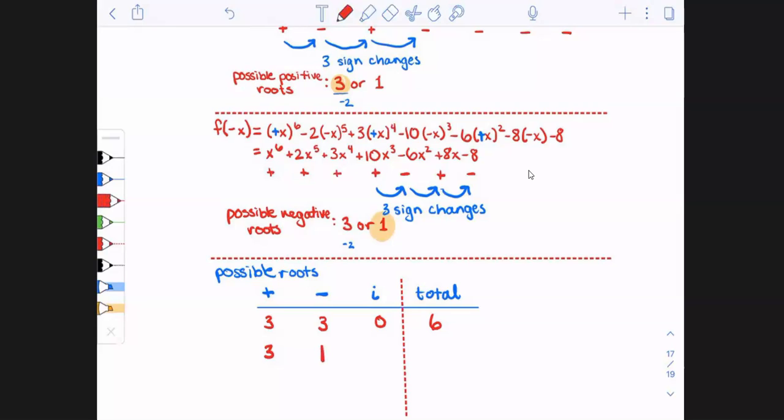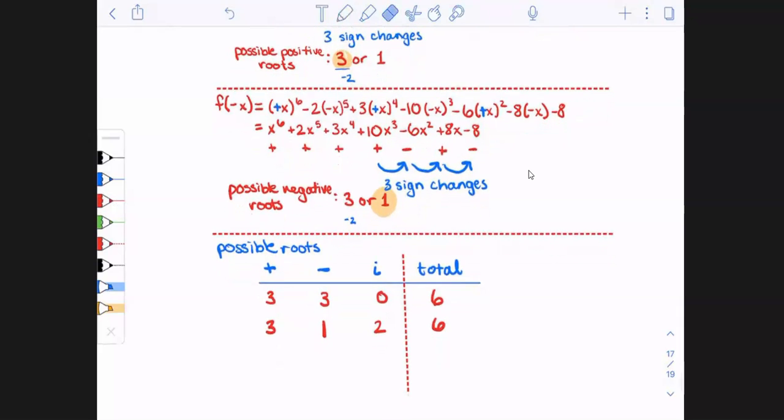3 plus 1 is only 4. I need a total of 6. So that means that I have to have 2 imaginary roots. Now let's do the same logic, but instead of 3 positive roots, let's say I have 1 positive root. But then I do have 3 negative roots. I need a total of 6. Again, that's a total of 4, so that means I must have 2 imaginary roots.